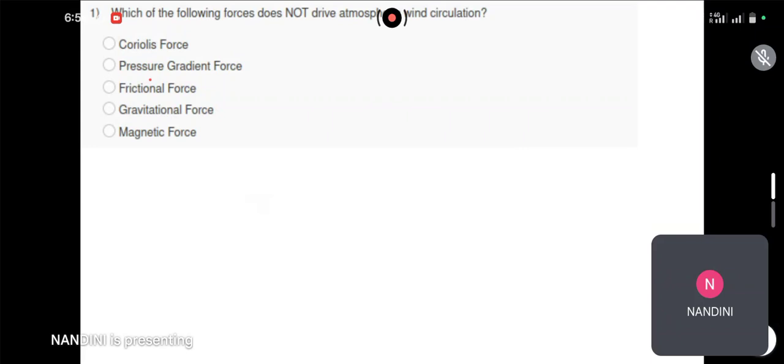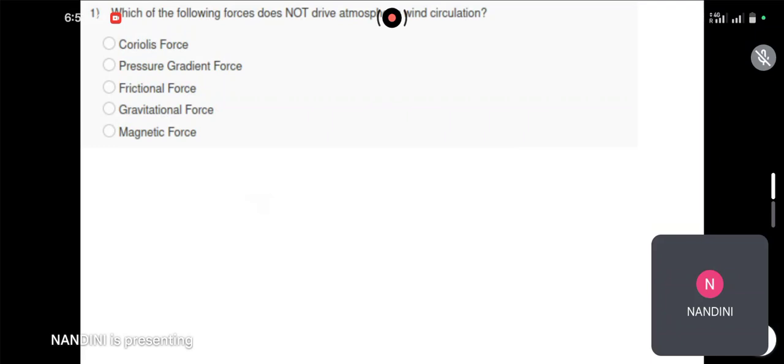Okay. So I guess these things, like how the radiation is getting transferred within the atmosphere and what the heating profiles of the atmosphere are, are clear. And we will go for different topics, such as the different forces present in the atmosphere, what is basically driving the wind circulation in the atmosphere. The first question is, which of the following forces does not drive atmospheric wind circulation?